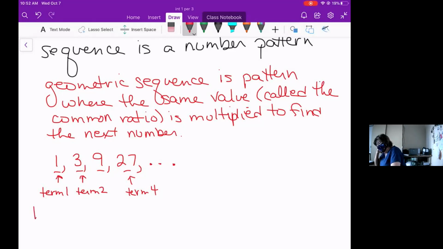The first term has a notation of a sub 1. Remember how we talked about x1 and y1 in slope? It just means the first one. That's it. So in this case, this one would be 1. Tell me what a sub 3 is. It's 9. Questions so far?